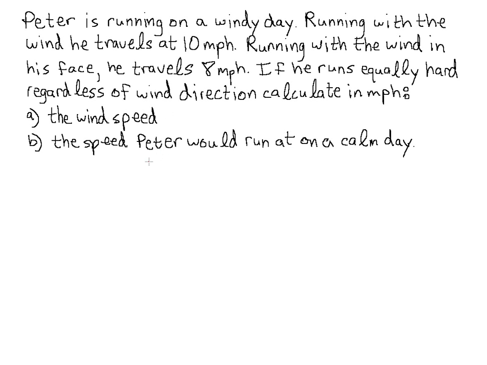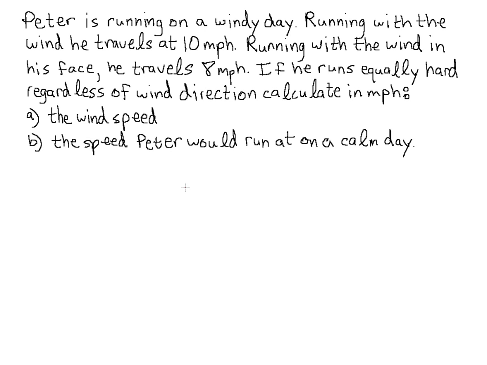Let's take a look at the following situation. Peter is running on a windy day. Running with the wind, he travels 10 miles per hour. Running with the wind in his face, he travels 8 miles per hour. If he runs equally hard regardless of wind direction, we want to calculate in miles per hour, A, the wind speed, and B, the speed Peter would run on a calm day.